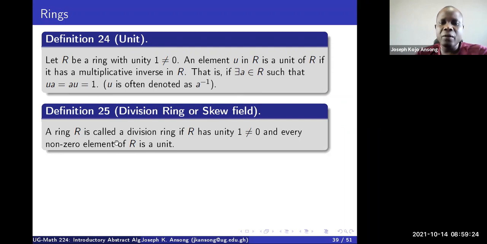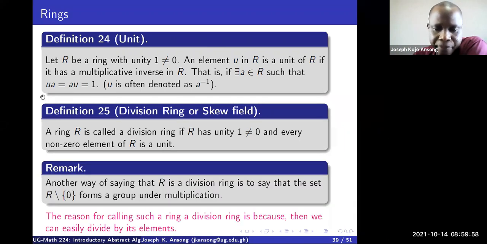Good. Now, what is a division ring? A division ring, or a skew field. A ring R is called a division ring if R has unity that is non-zero, and every non-zero element of R is a unit. What that means is that every non-zero element has a multiplicative inverse. So keep these terms in mind, they're very important. So it will be called a division ring if I have a ring that has non-zero unity, and if I pick any non-zero element in the ring, it has a multiplicative inverse, then it is called a division ring.